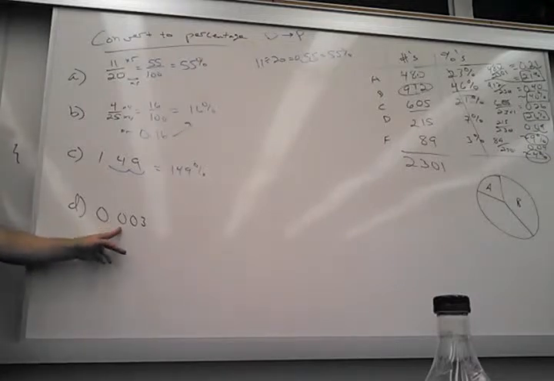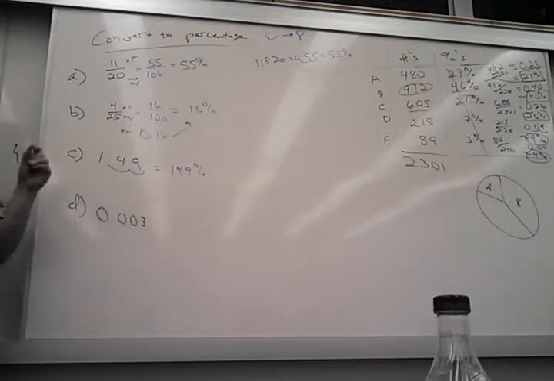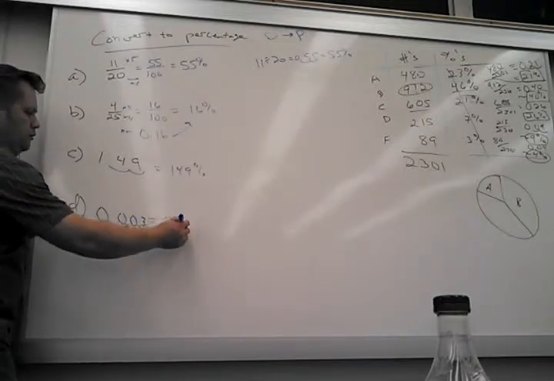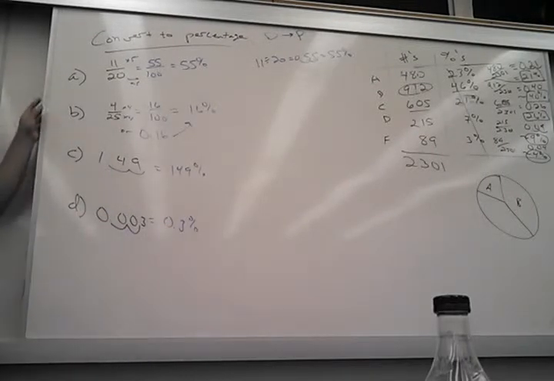And then this guy is really, really tiny. So I expect my answer to be kind of tiny. So it's a decimal right now, so I have to move it twice to the right. So to get 0.3%.